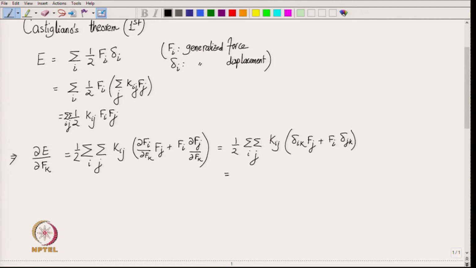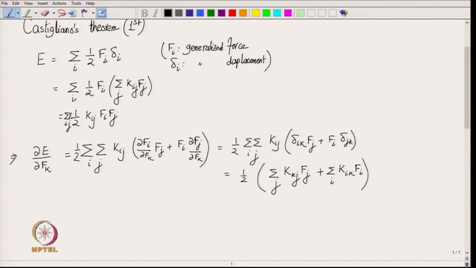Here we have delta_ik and we have summation over i. So, the i summation will be annihilated, and wherever we have i it has to be replaced with k. So, this becomes half summation over j k_kj F_j. That is the first term, and for the second term we have delta_jk. So, summation over j is going to be annihilated and j will be replaced with k. So, we have summation over i k_ik F_i.